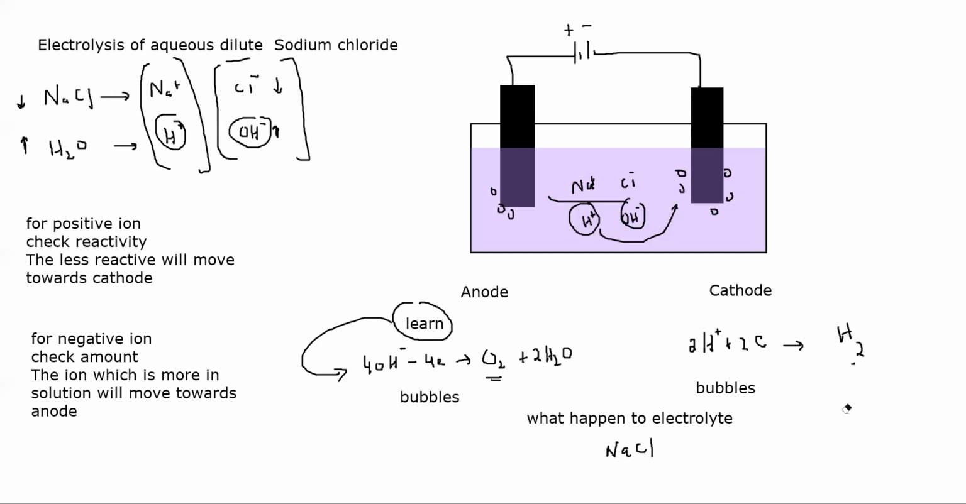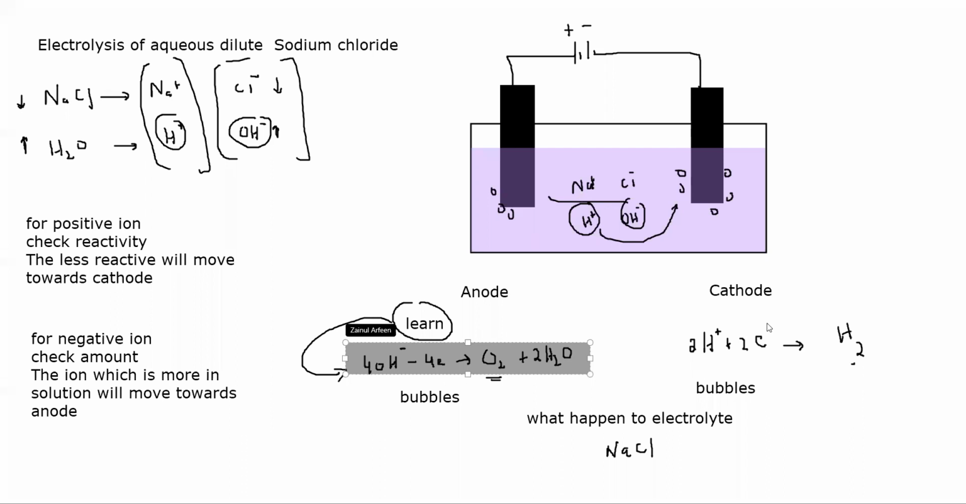Is it clear? So for hydroxide, you have to learn or memorize this equation for formation of water and oxygen gas. Whenever hydroxide ion moves there, this is a fixed equation. 4 hydroxide ions will lose 4 electrons, giving oxygen and water molecules. Whenever oxygen gas is given off, you will observe bubbles. And when hydrogen is released or produced, you will also observe bubbles.